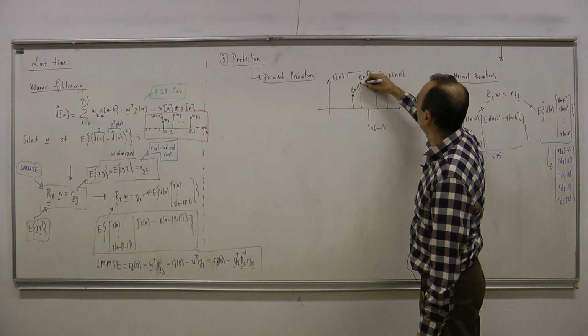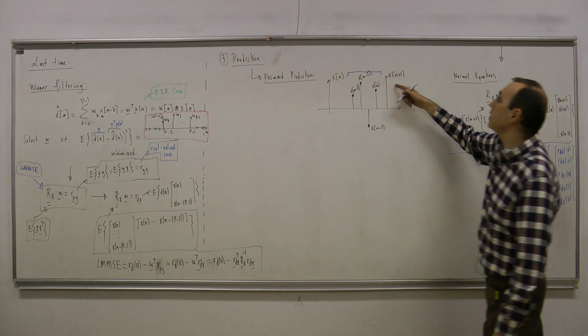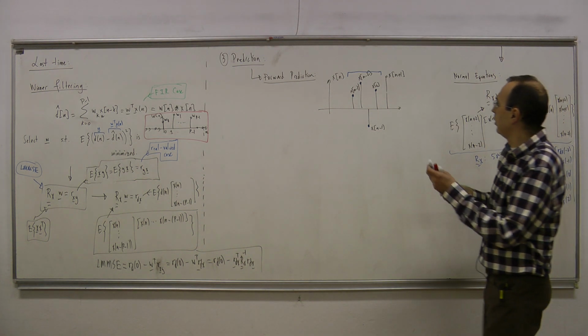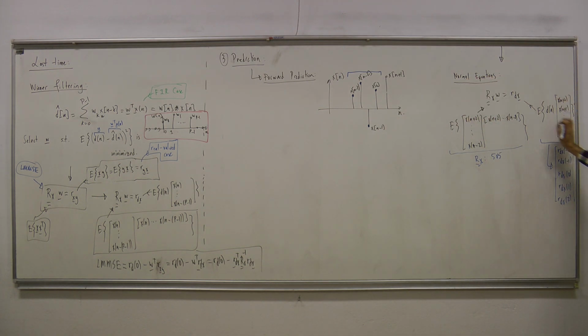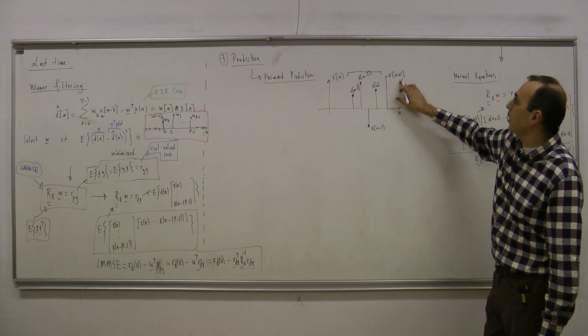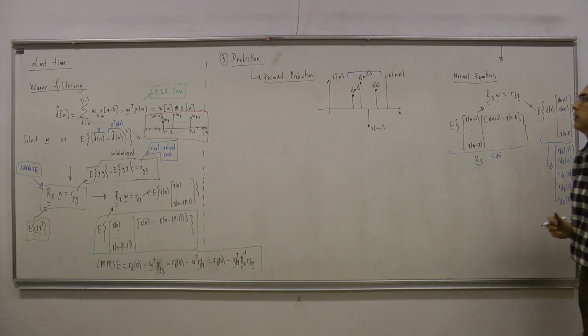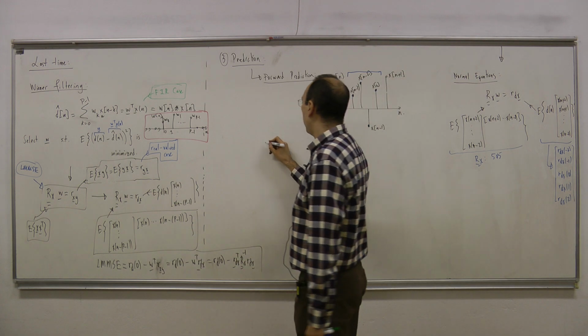You know these values, but you haven't seen the n plus first value for the X of n process. Now, can you predict x of n plus 1? Can you make an estimate for x of n plus 1 given the previous 4 samples, or given the previous p samples? Well, let me write the problem.